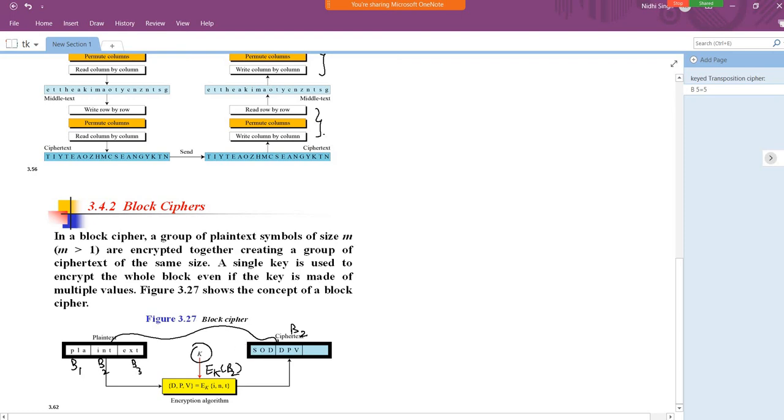But in the stream cipher, this is not the case. You have to perform the encryption of each plain text letter separately. But in this case, you have to perform the encryption block-wise. You have to take all characters inside the block at a time and perform the encryption. So that is the basic difference between the stream cipher and the block cipher.